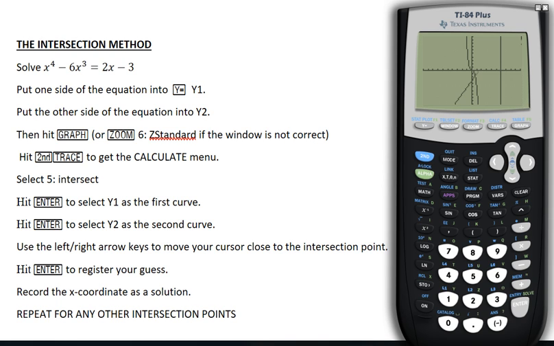There's my first graph. Here comes my second graph. And you can see right here and right here there are 2 intersection points. We see 2 intersection points. And so we're going to find those.